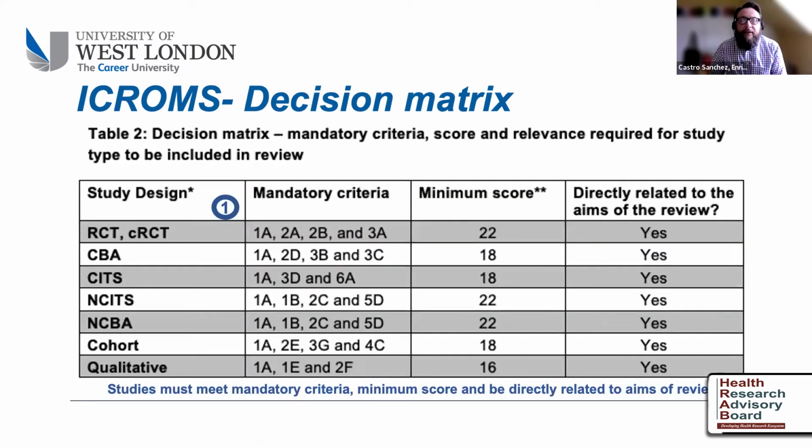It's clearer here. So remember, this is the decision matrix. First of all, you have to decide, have I got the study design? Has ICROMS got the study design in the table? And then you need to see, obviously, if you were doing a review, is the paper directly related to the review? That doesn't matter when you're a peer reviewer. And then, as a third step, does the paper meet the mandatory criteria? And finally, does the paper meet the minimum score?